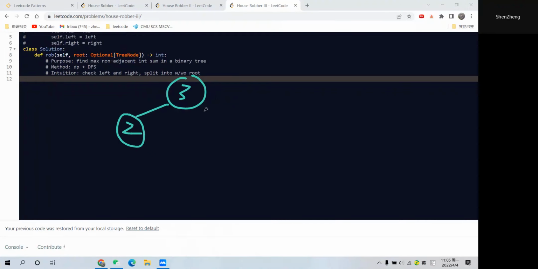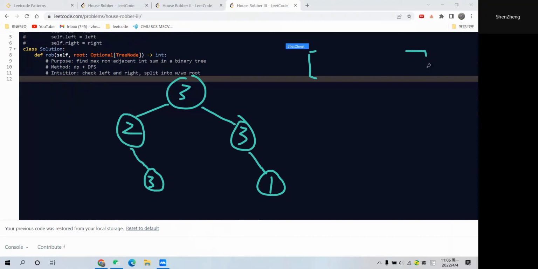Okay, so here's 3, 2, and here's 3. 2 has 3 as a node, and this 3 has 1 as a node. Okay, and in this question, since we can rob either without that node or with that node, I want to initialize a list containing these variables. So let's say if we rob this node, we get with root, right? And if we don't rob, we get without root. Okay, so this is the left side and this is the right side.